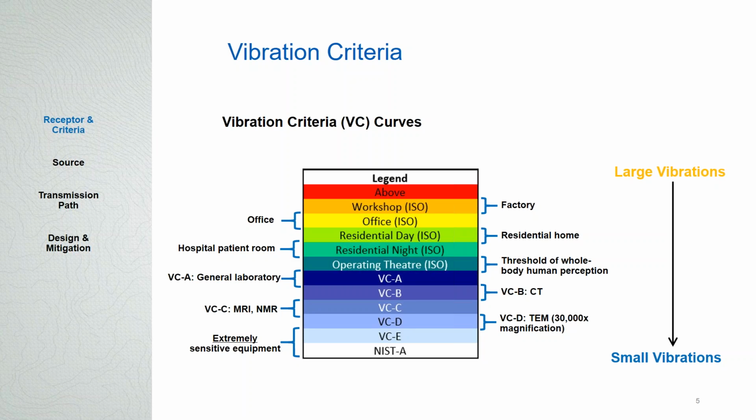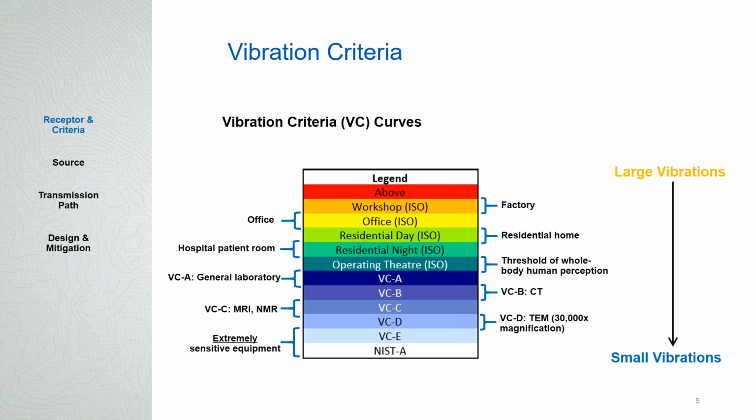And once we go below the ISO threshold of human perception, we're moving out of the comfort realm. We're not talking about human comfort anymore. Instead, we're talking about very sensitive equipment, because no one can feel these vibrations, but the equipment might feel the vibrations and it might respond negatively. So VCA would be acceptable in a general lab environment. VCB would be a little bit better, and it's for, say, a CT scanner in hospitals or medical facilities. VCC, MRIs and NMRs, nuclear magnetic resonators, so more sensitive. And then VCD becomes very sensitive, where we're talking about transmission electron microscopes.